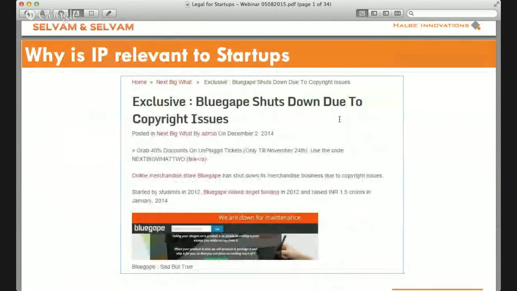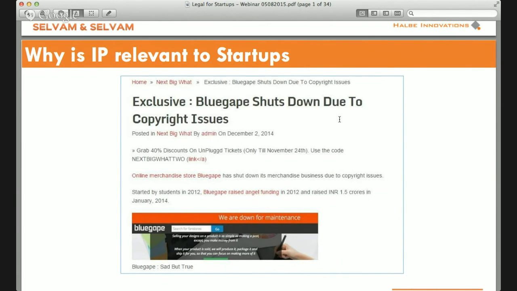Now, we've seen an example fairly recently. Okay, it's not very recent, it's from December, 6 months back or so. But this was a startup that had to shut down its merchandise business on the basis of copyright issues, as you can see the news article states.